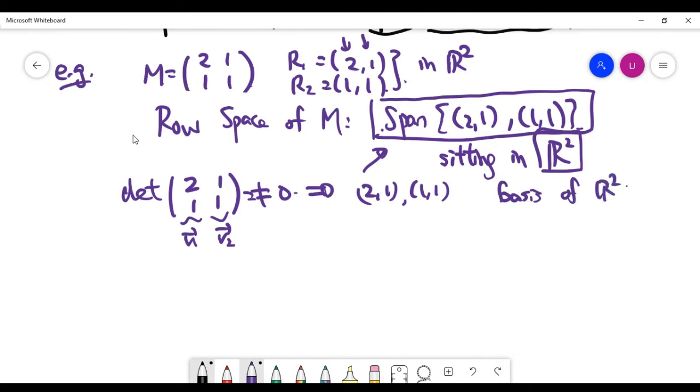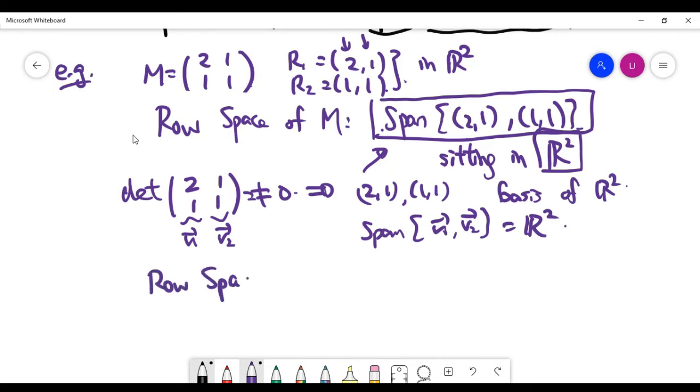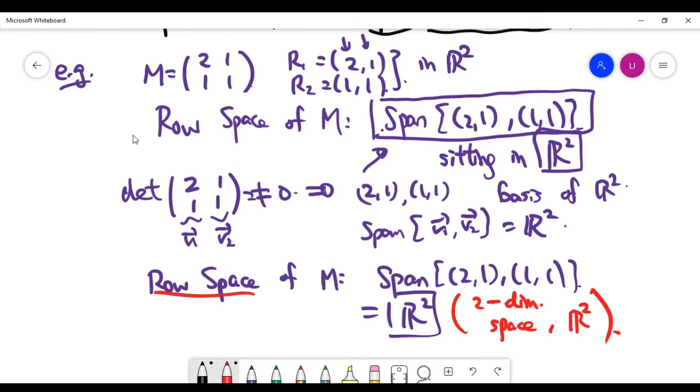So what does it mean? It simply means that the span of these two vectors is the same as the whole vector space R2. We can describe the row space of the matrix M as follows. The row space of M is the whole space, R2. You can think of it like this. And let's look at another case.